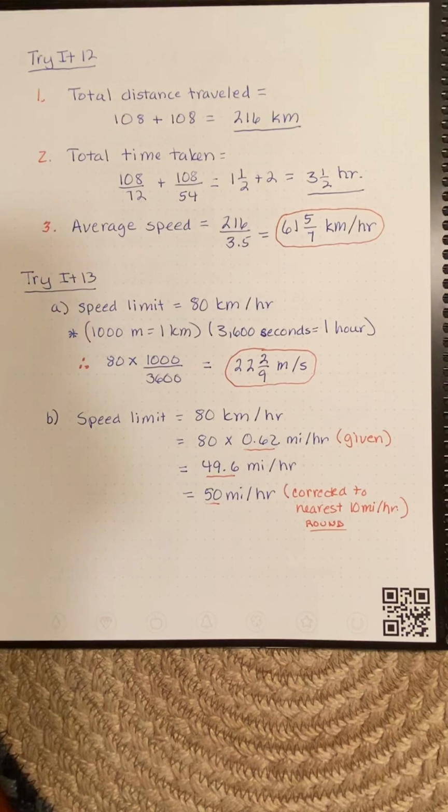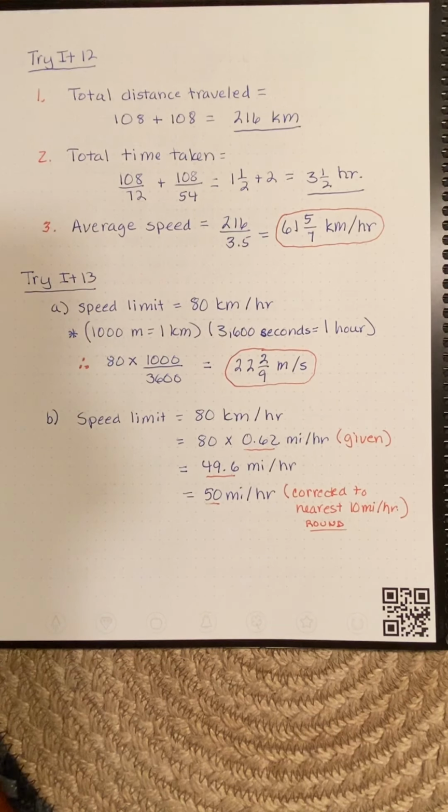All right, continuing on, top of the next page, we have Triad 13, which reads, the speed limit for a road is 80 kilometers per hour.